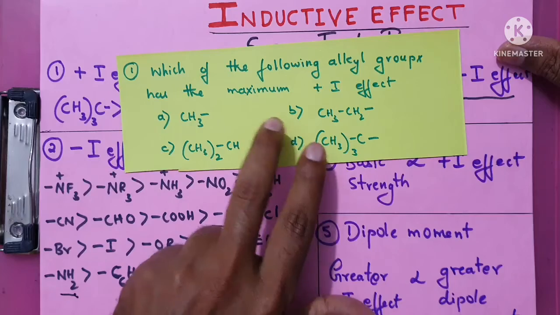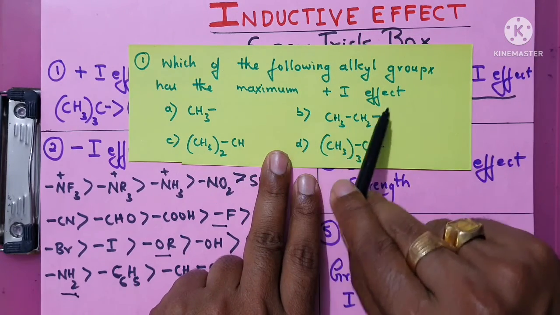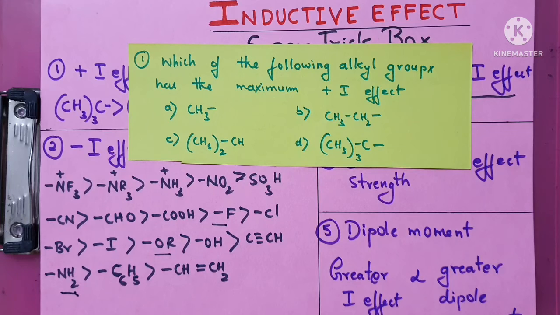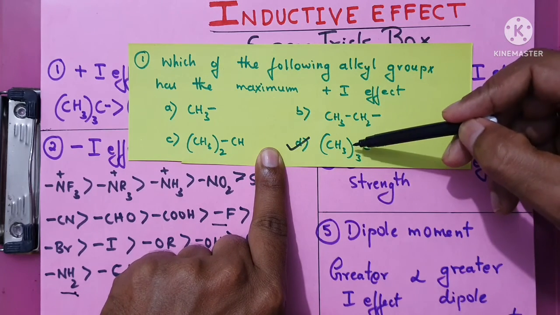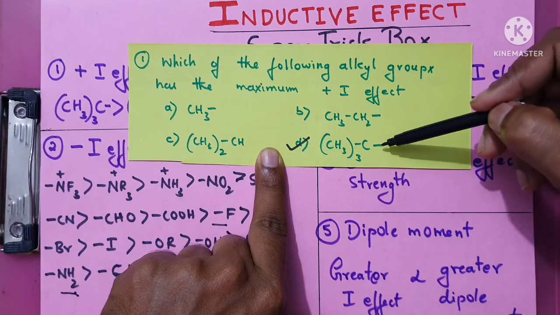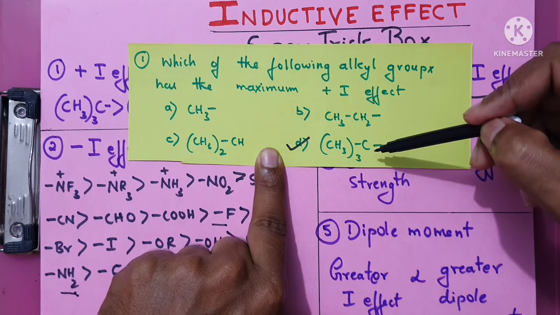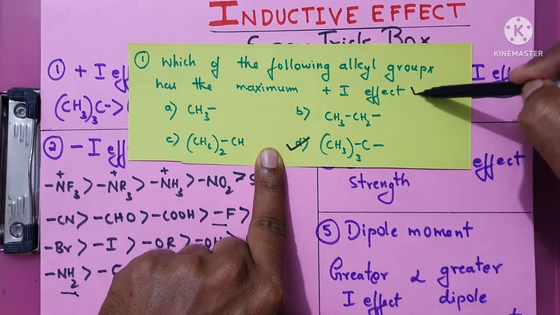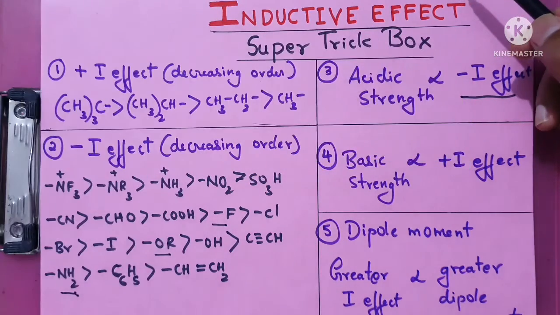In this question, if you observe, which of the following alkyl groups has maximum plus I effect? I am sure you will do this in 1 second. Yes, children, D is the option, because more the number of carbon atoms is seen in this compound, this alkyl group shows more plus I effect. It was a quite easy question. We'll go for one more question now.